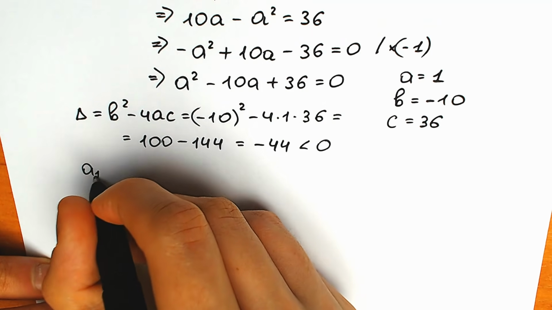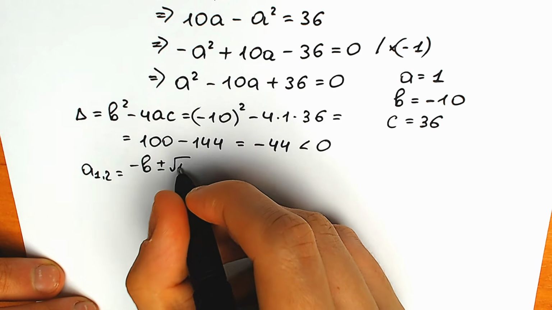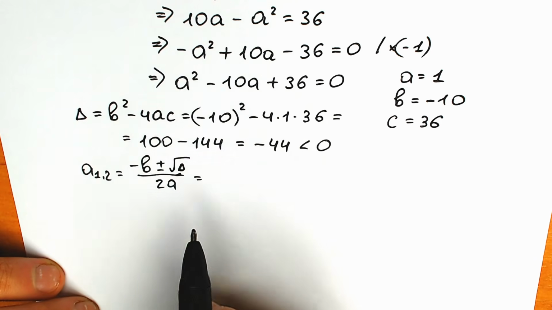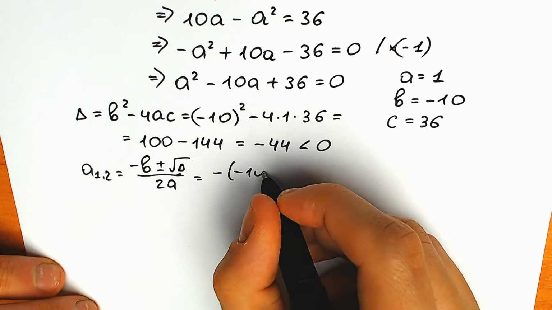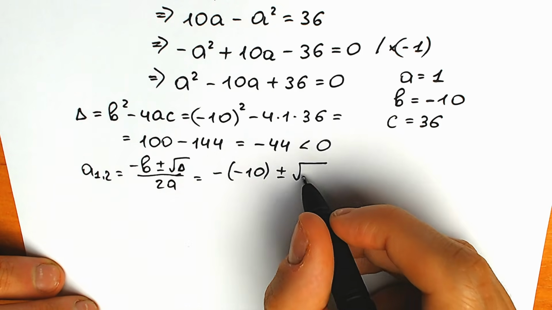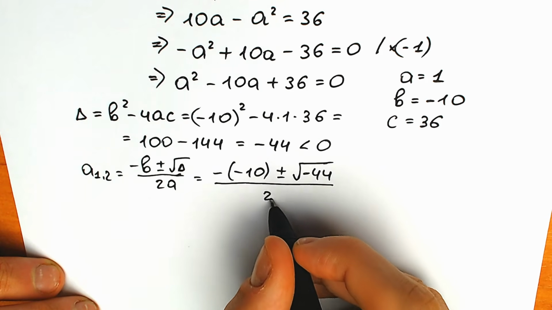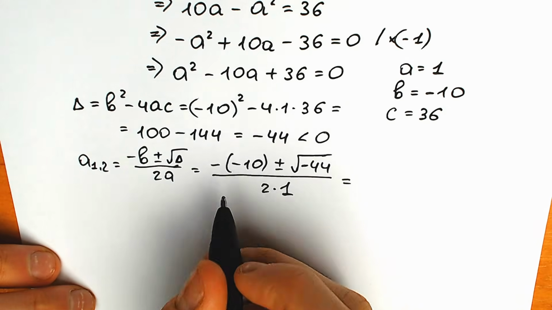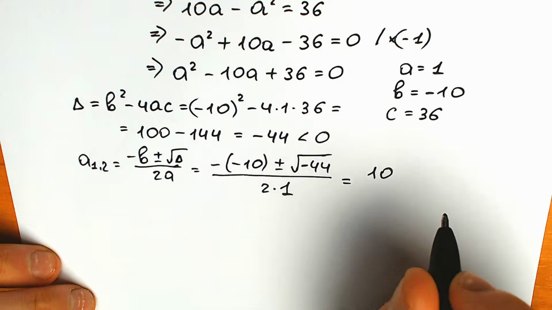So we have a first and a second equal to minus b plus minus square root of discriminant, all over 2a. Right, so let's plug in everything. We have minus b, minus minus 10, plus minus square root of discriminant, square root of minus 44, and all over 2 times 1. Okay, so how can we simplify it? First of all, minus minus 10 equal to 10, because minus times minus equal to plus.